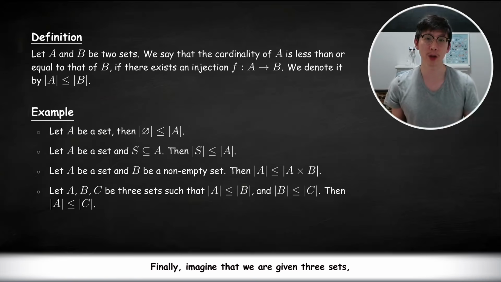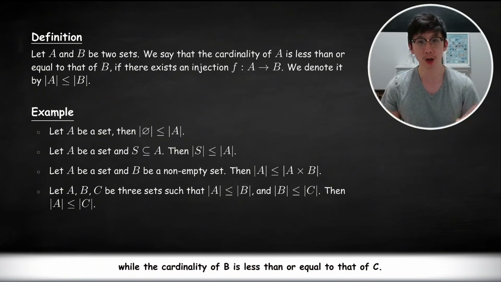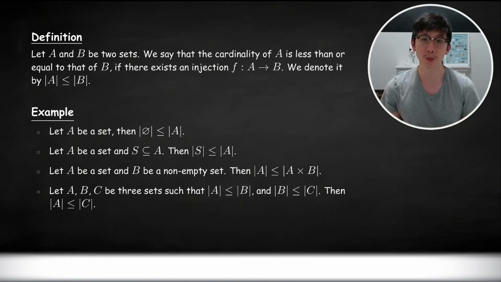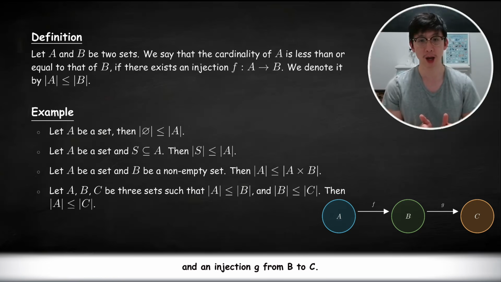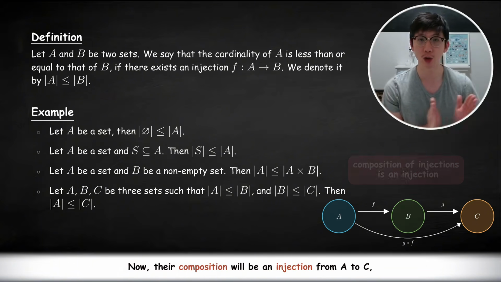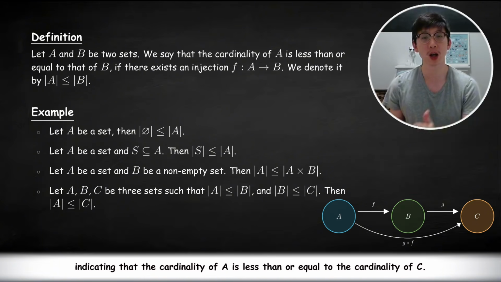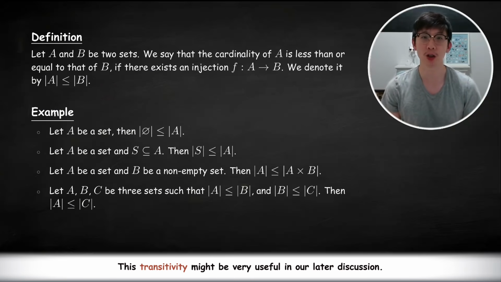Finally, imagine that we are given three sets, namely A, B, and C, where the cardinality of A is less than or equal to the cardinality of B, while the cardinality of B is less than or equal to that of C. In other words, there is an injection f from A to B and an injection g from B to C. Now, their composition will be an injection from A to C, indicating that the cardinality of A is less than or equal to the cardinality of C. This transitivity might be very useful in our later discussion.